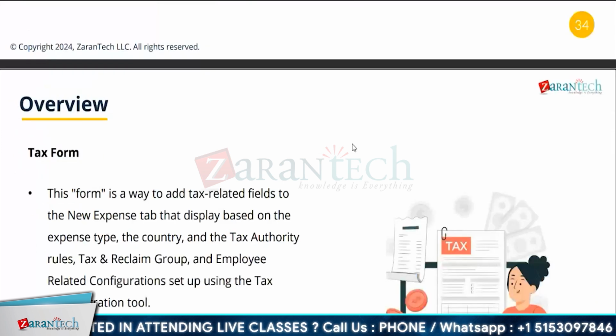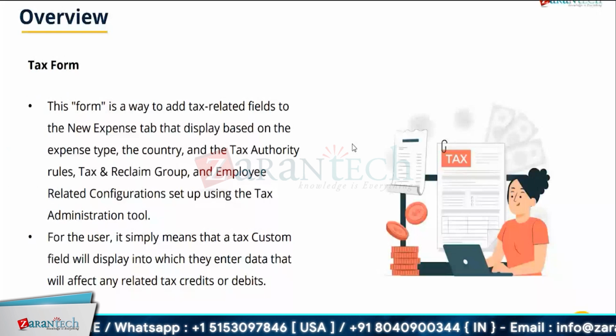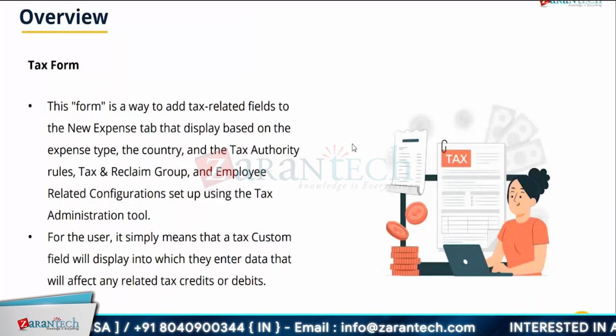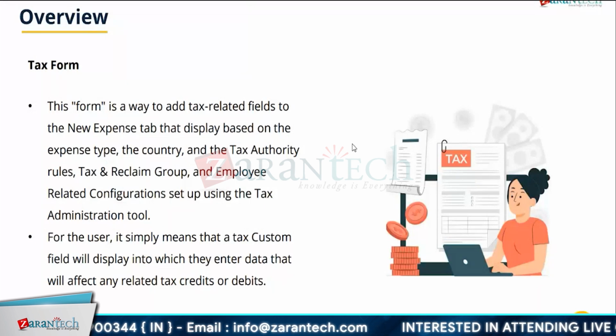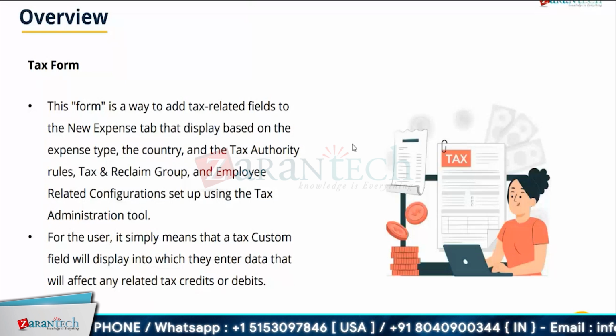Then comes the tax form. This form we can't see because we don't have the rights to tax administration. This form is always used to add tax related fields to the new expense tab that is displayed on the expense type and the country. That is possible. As a custom field, we can add the tax field, which we tried earlier, and the tax authority rules, tax and reclaim group, and employee related configuration setup using the tax administration tool.